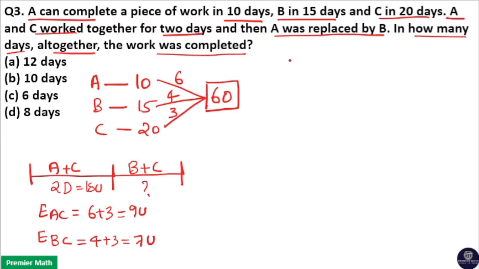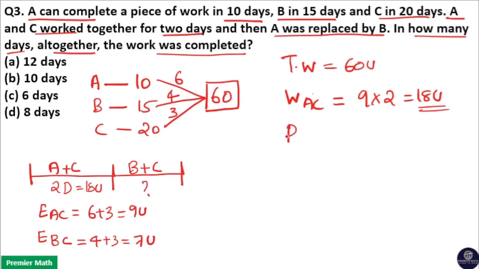Right? So total work here is 60 units. And work completed by A and C in 2 days is 9 into 2, 18 units. Because in 1 day A and C can complete 9 units of work. So the remaining work is, total work is 60, completed work is 18. So remaining work is 42 units.